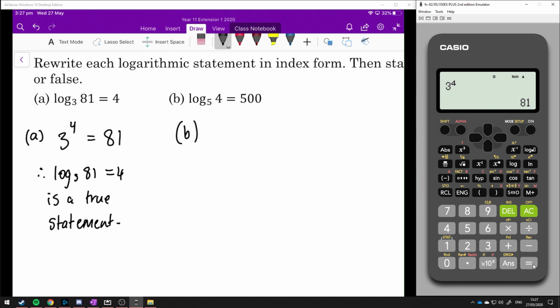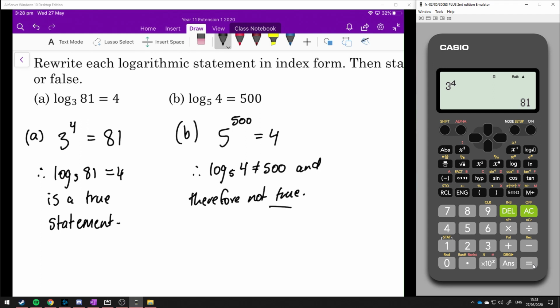Okay, part B. Now part B is log base 5 of 4 is equal to 500. So let's just quickly rearrange this. My base is 5, and this is saying 5 to the power of 500 should be equal to 4. Now, is this true? No, it's not. So therefore, log base 5 of 4 is not equal to 500. It is not a true statement, just like the others.